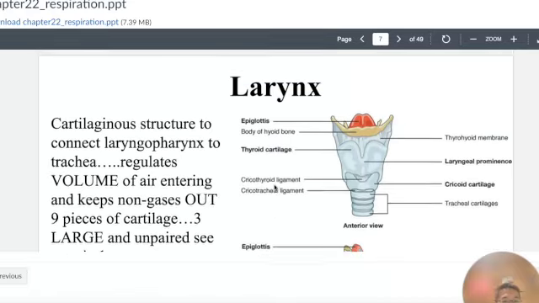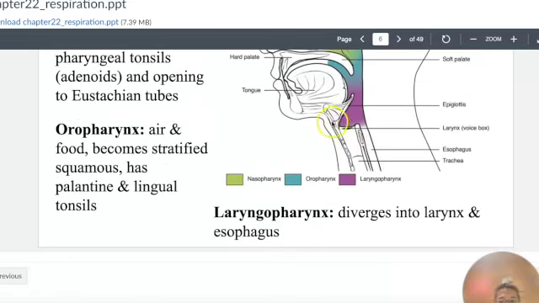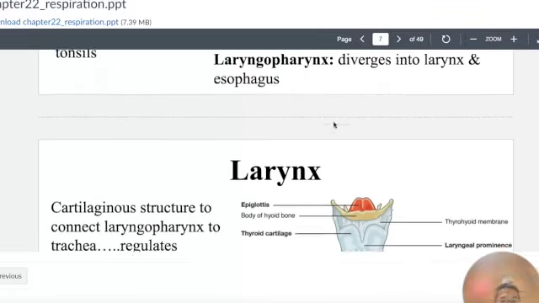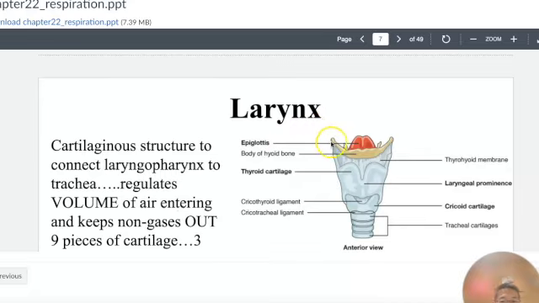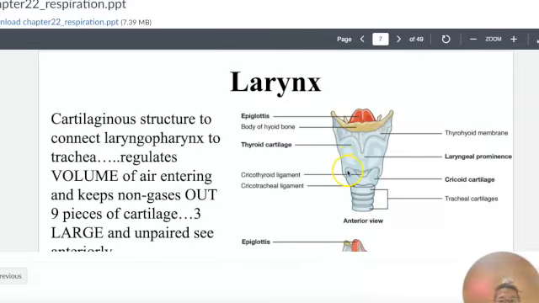So let's look at the larynx. The larynx, if you look here, is this part. It's got very thick and big cartilages. One of the biggest cartilages in the larynx area is called the epiglottis. Another one is the thyroid cartilage. And this prominence is the Adam's apple. And there's a cricoid cartilage right here.